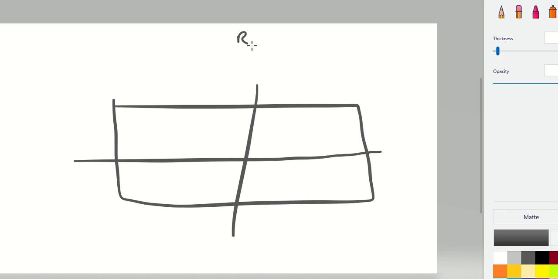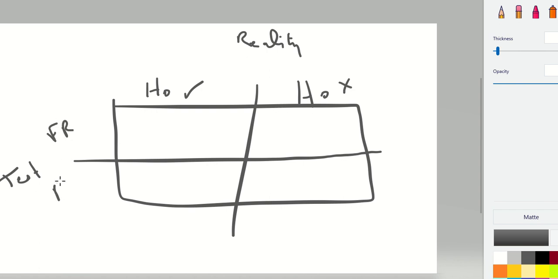So you have reality here and you have the test here. So either the reality, the null is true, or the reality, the null is false, and you're either failing to reject or you reject. And I've filled this before. This is 1 minus alpha. This is alpha, also known as type 1 error. This is type 2 error, also known as beta. And this is power, okay, which is known as 1 minus beta.